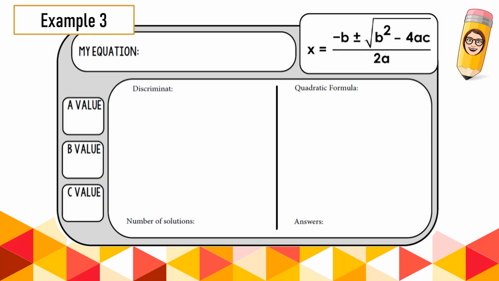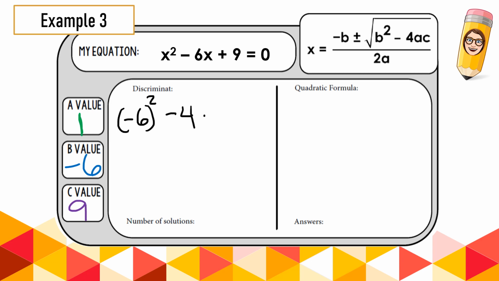All right, example 3. My equation for this one, a little more basic. Remember that if you don't see a coefficient, it means your value is 1. Careful with your signs. I'm going to say my b value is -6 and my c value is 9. I'm going to use all one color, okay? So my discriminant is under the radicand. -6 squared minus 4 times 1 times 9.